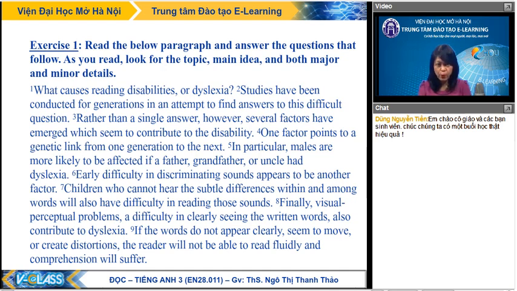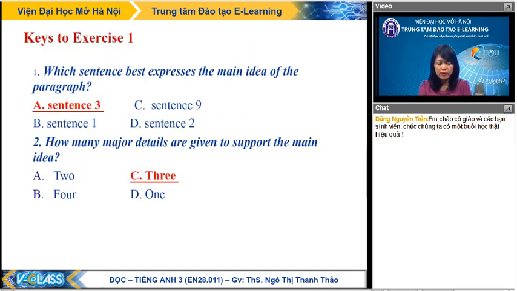So you see that we have a lot of supporting ideas. One factor points to the genetic link from one generation to the next. Okay, and one more. Children who cannot hear the subtle differences within and among words will have difficulties in reading those sounds. And finally, the visual perception problem, a difficulty in seeing clearly. Okay, so you see that the topic sentence in this one is sentence 3, and we have 3 different main supporting ideas to support the reason why some children suffer from reading disability.